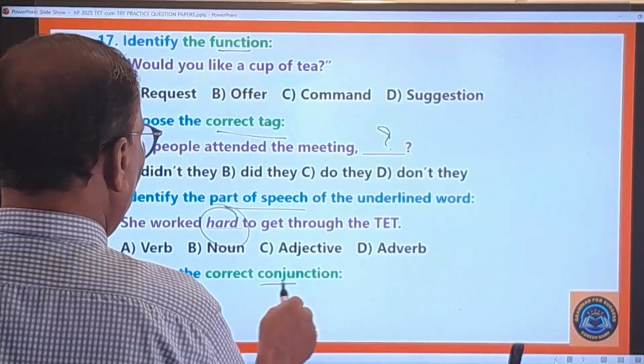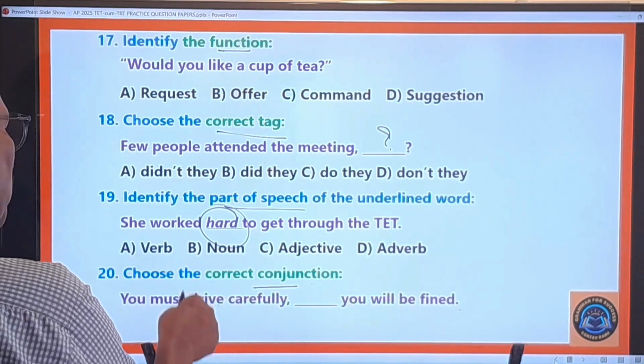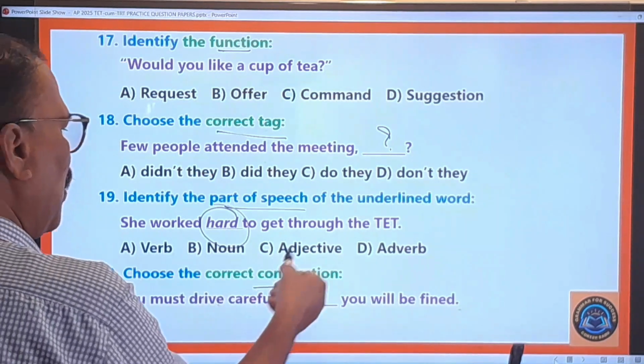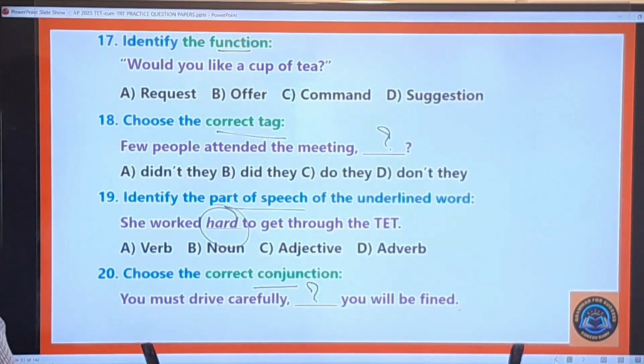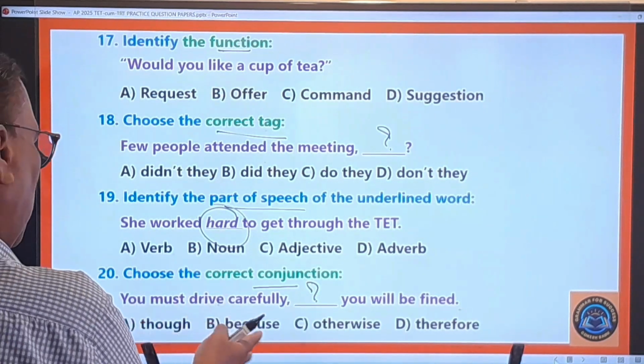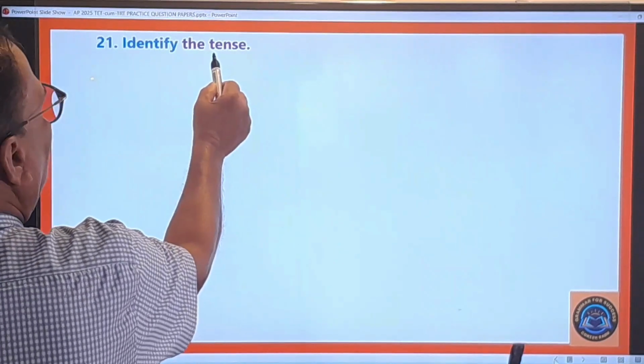Choose the correct conjunction. What sentence is given under this? You must drive carefully, blank, you will be fined. And what conjunction must be used here? Now you look at the given options. Though, because, otherwise, therefore, right? 21st question. Identify the tense.